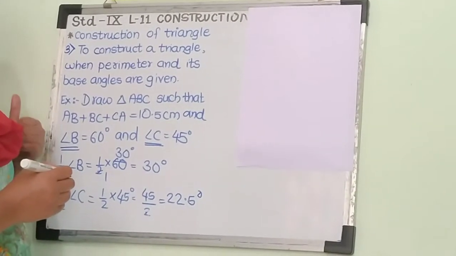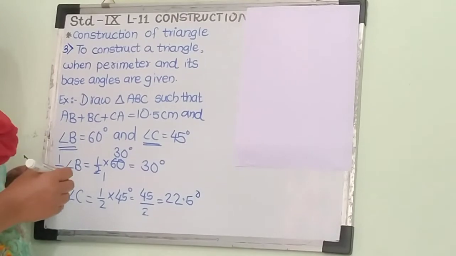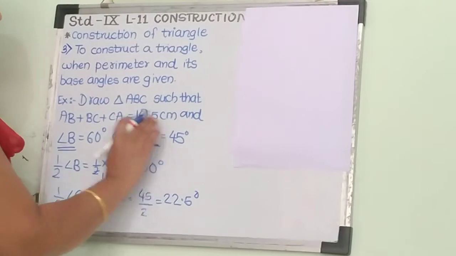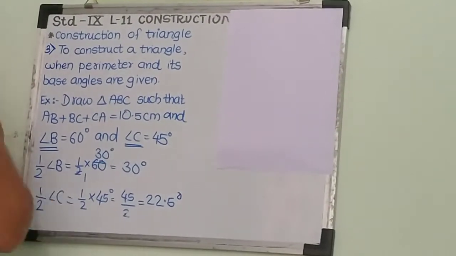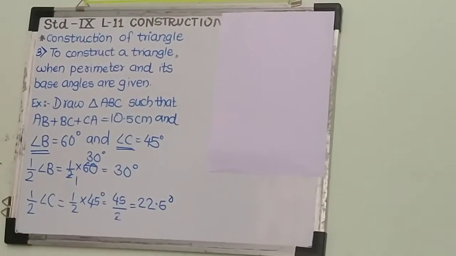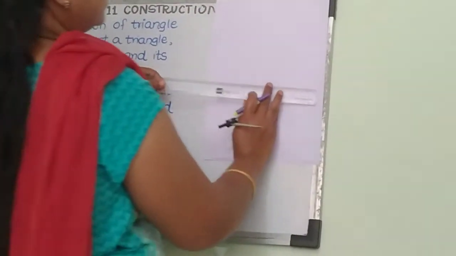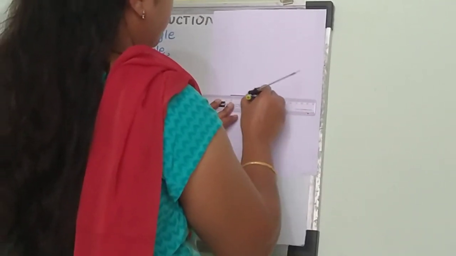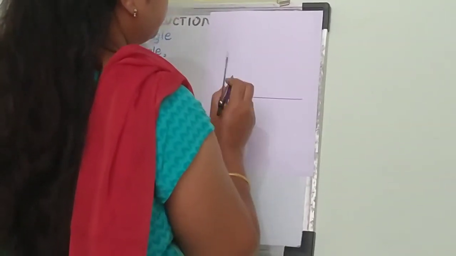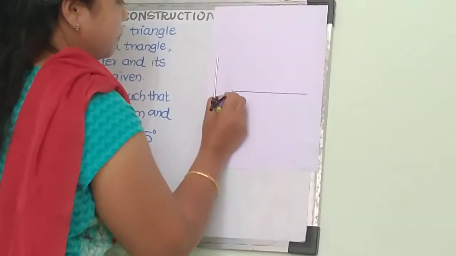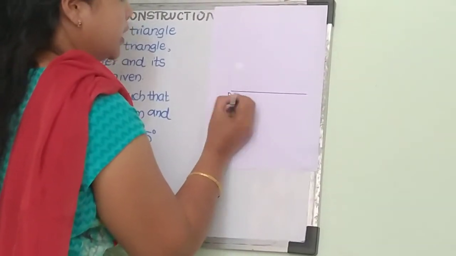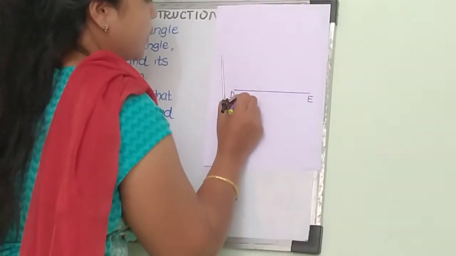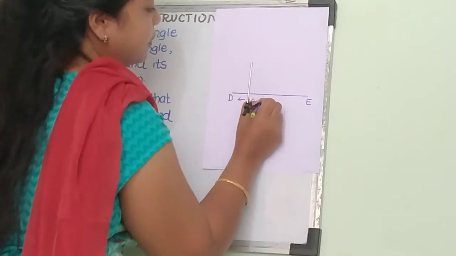So first we start with the perimeter. We draw the perimeter, which is given as 10.5 centimeter, as the base. Here we have to name it other than our triangle's name. So DE is 10.5 centimeter.